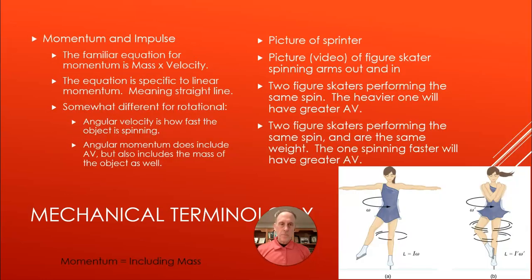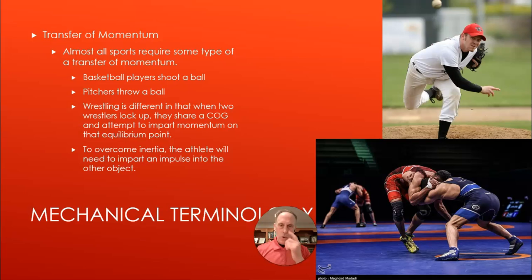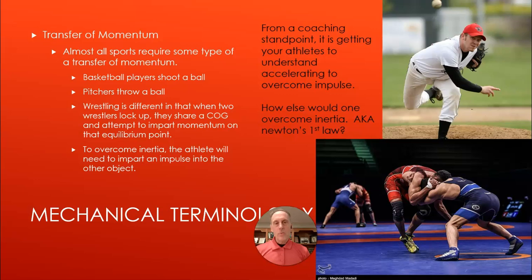You look at the ability to throw a ball or the imparting of one's will, if you will, in another person's COG and trying to basically throw them on the mat, you're talking about how do you overcome that initial inertia? How do you overcome the ball not moving? You have to apply enough force into the ball to get it to move at 100 miles an hour. You have to apply enough force into your opponent to be able to throw them on the mat.